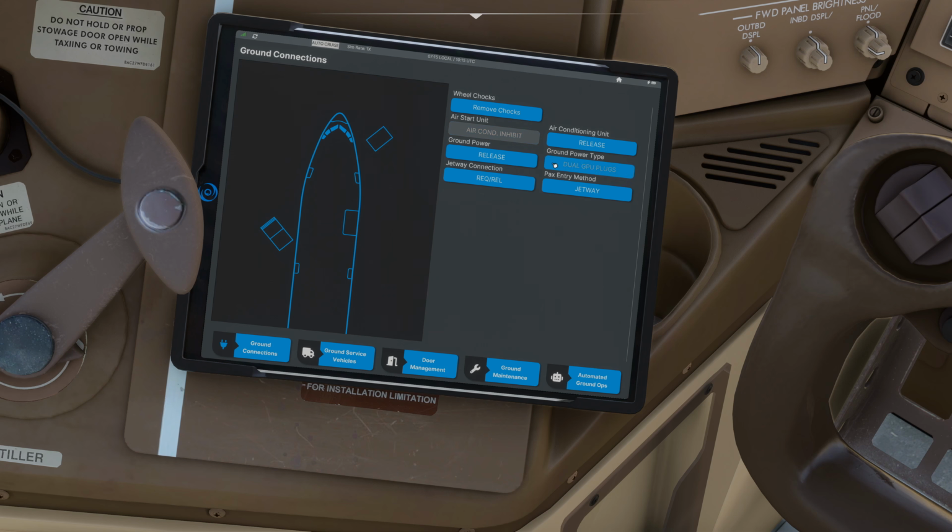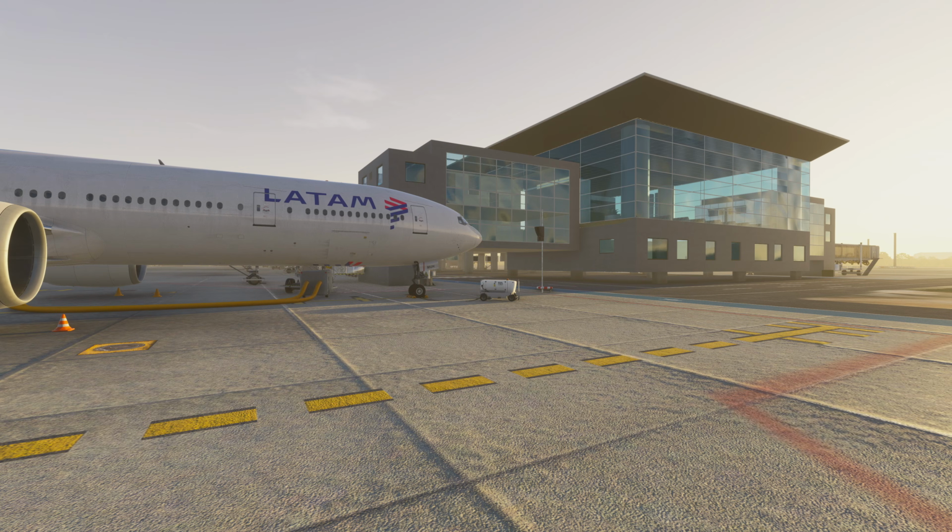It is connecting, and the air conditioning unit is going to be on the left side, usually close to the second door. Let's go outside and we are going to see this. So right now we have our electrical ground power unit connected and our air conditioning unit connected.